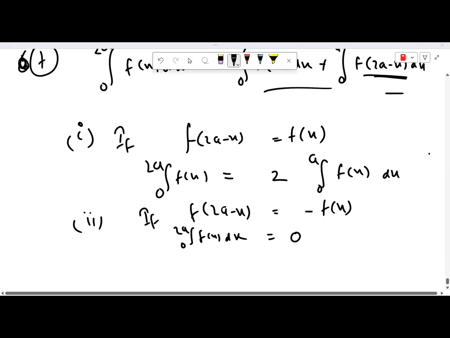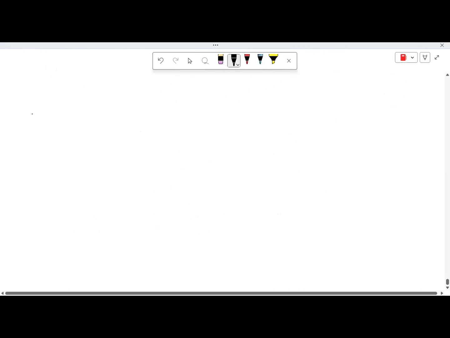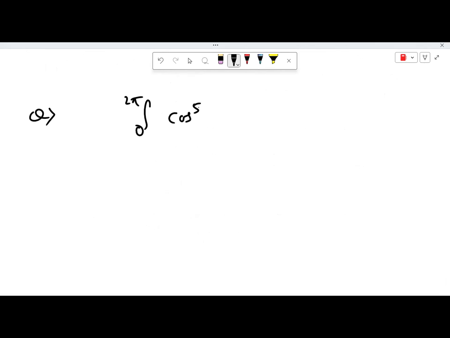Okay, so try to solve one question using this property. The integral from 0 to 2 pi of cos to the power 5 x dx. Okay, use the previous property and you'll get the answer very easily. Okay, Fadil, Devura, Aliza, you can do this. Yes, sir.